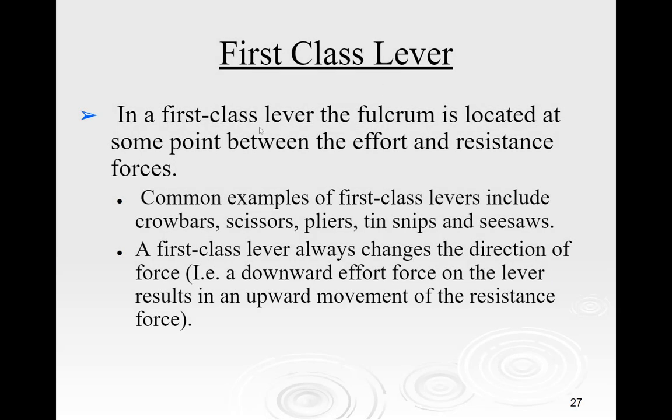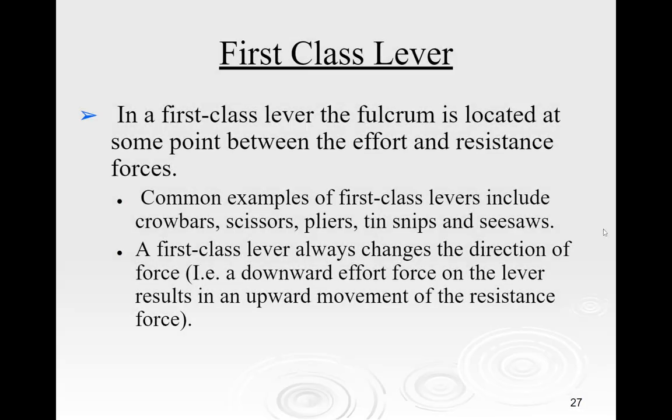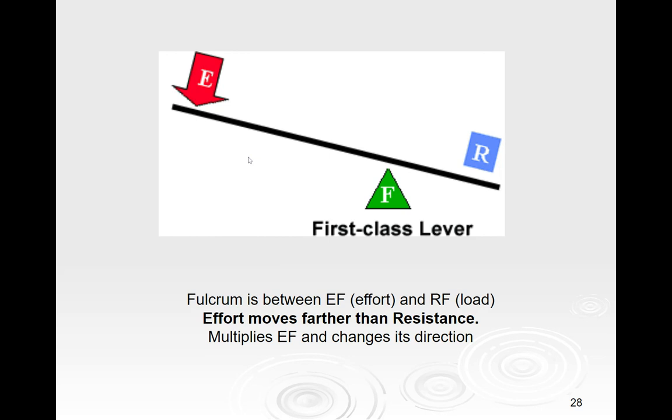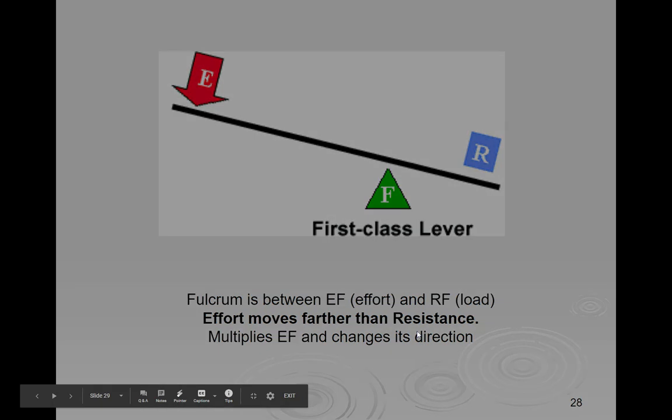All right. In a first class lever, the fulcrum is located at some point between the effort and resistance forces. Common examples of first class levers include crowbars, scissors, pliers, tin snips, and seesaws. A first class lever always changes the direction of force, i.e. a downward effort force on the lever results in an upward movement of the resistance force. So we see that here, the effort's being put here, the resistance force is going up. The fulcrum is between the effort and the load. The effort moves farther than the resistance, multiplies our effort, and changes its direction.